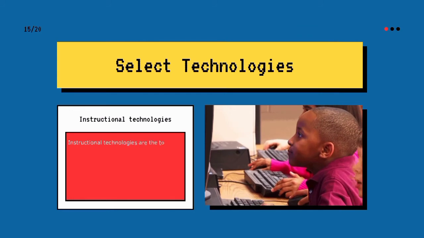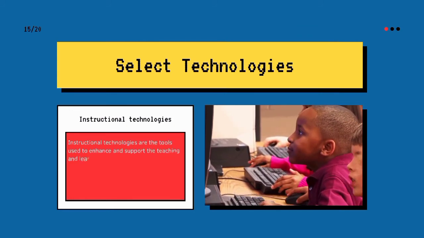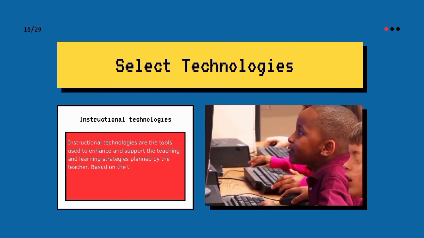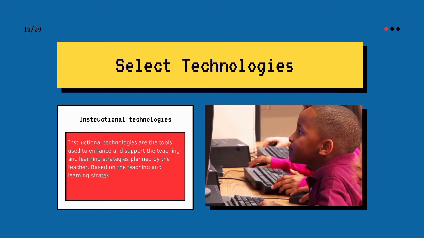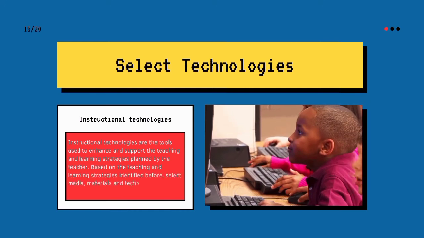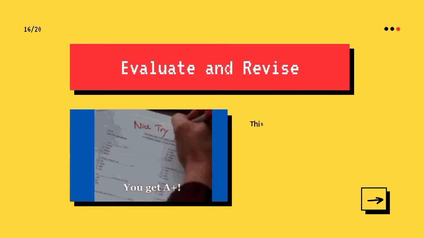In this step, you need to select technological tools that are appropriate for your teaching and learning strategies, and are available to you. You also have to decide how and when to use these technologies. Some of these technological improvements and tools include the use of multimedia, CD, radio, videos, and so on. And finally, the last step, evaluate and revise.